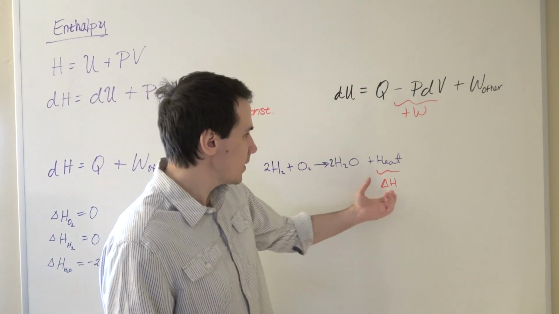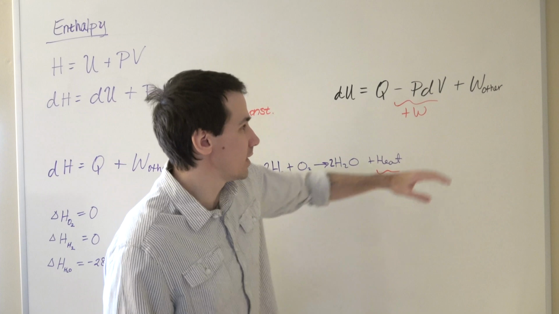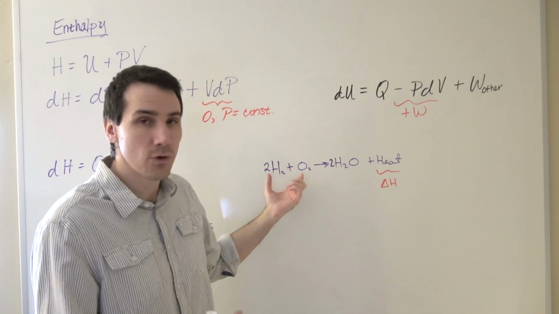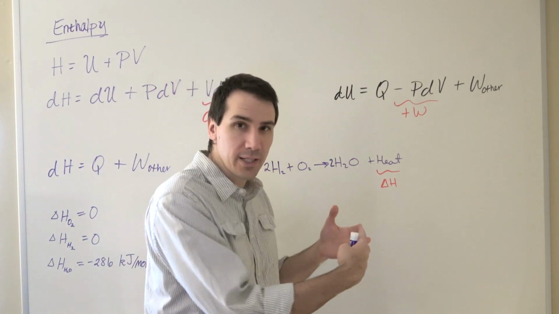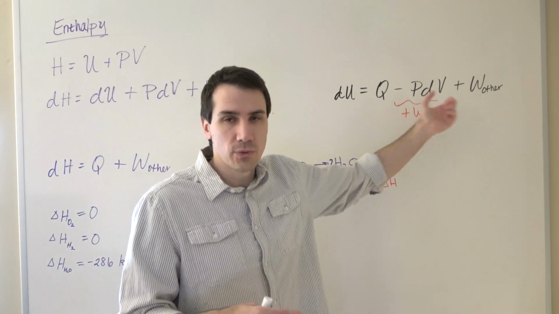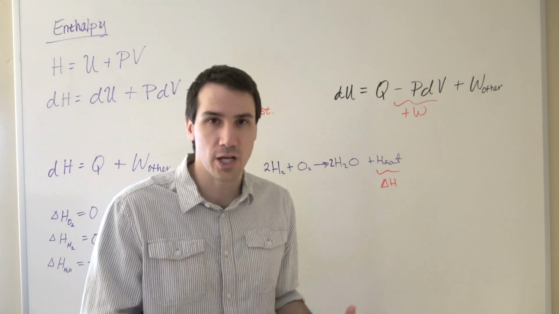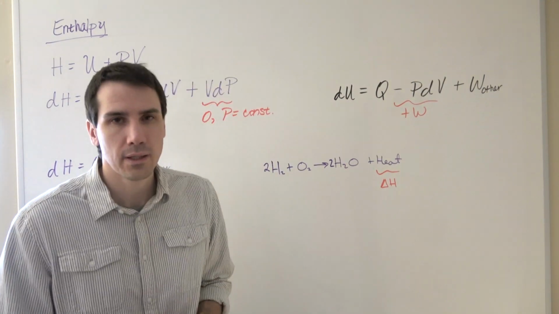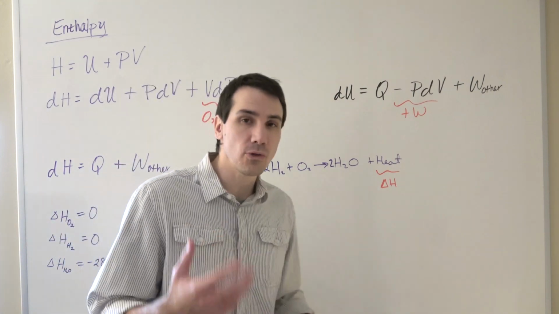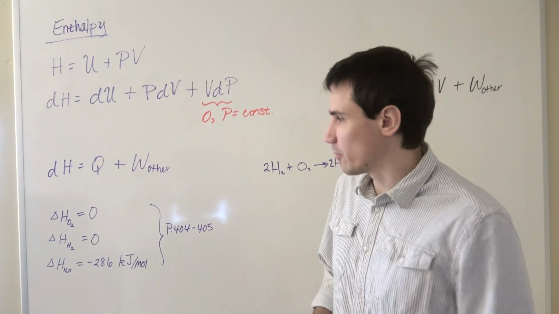So this really we could consider in the work other category, because it is energy that came from the work done in bonding these two atoms. But in general, we just group these two, Q and work other, together, and we just call it the change in enthalpy. We can figure out how much heat is given off by this process by looking at the change in enthalpy of the process.